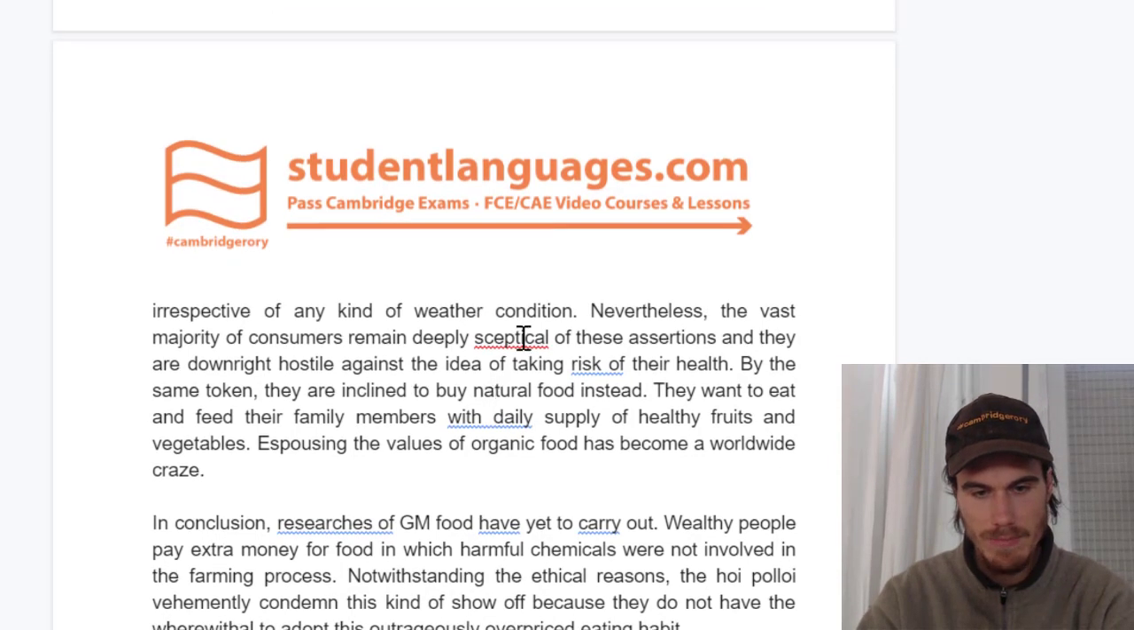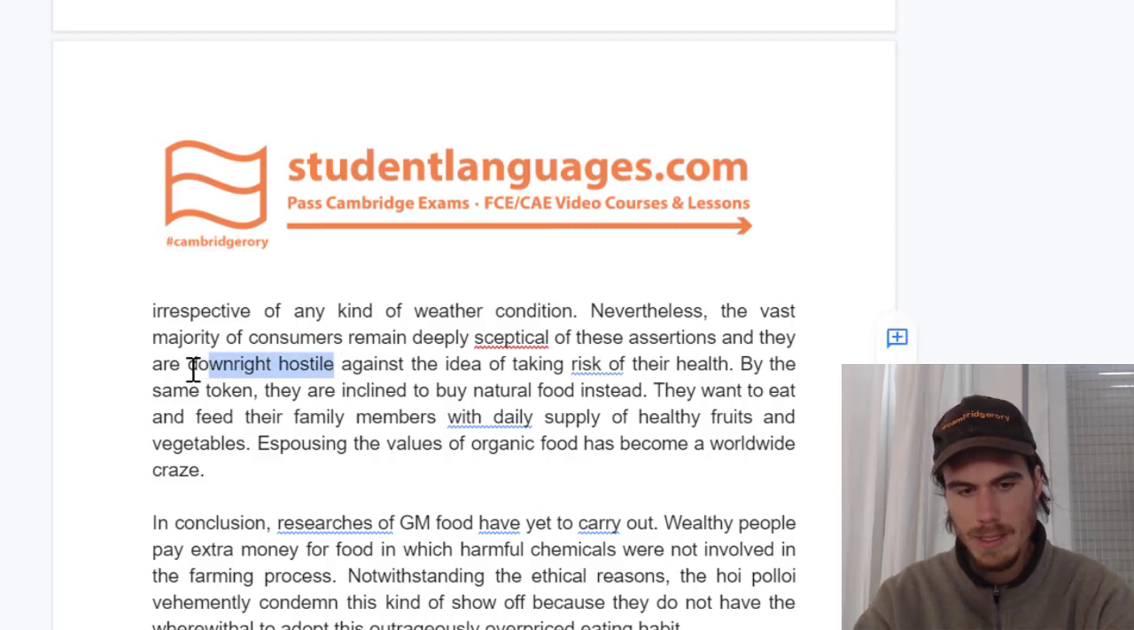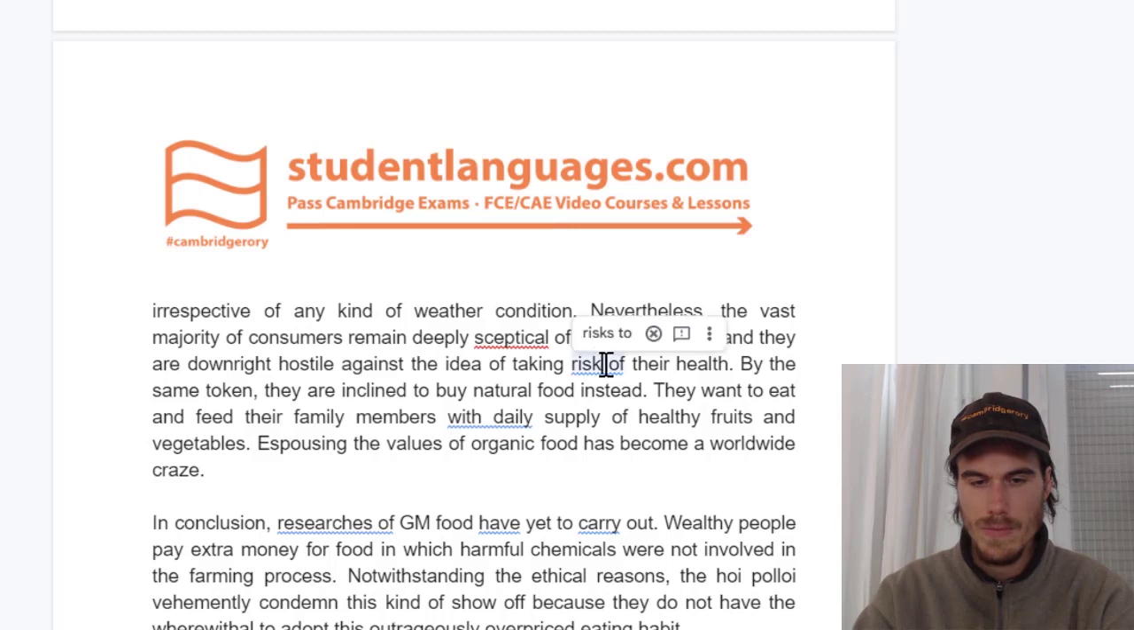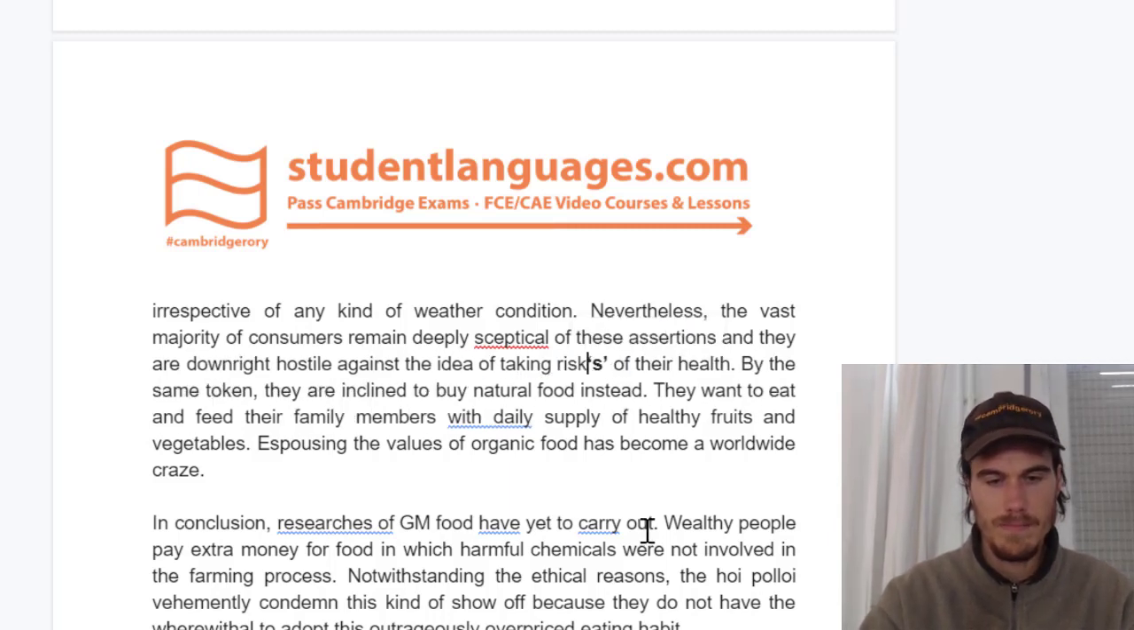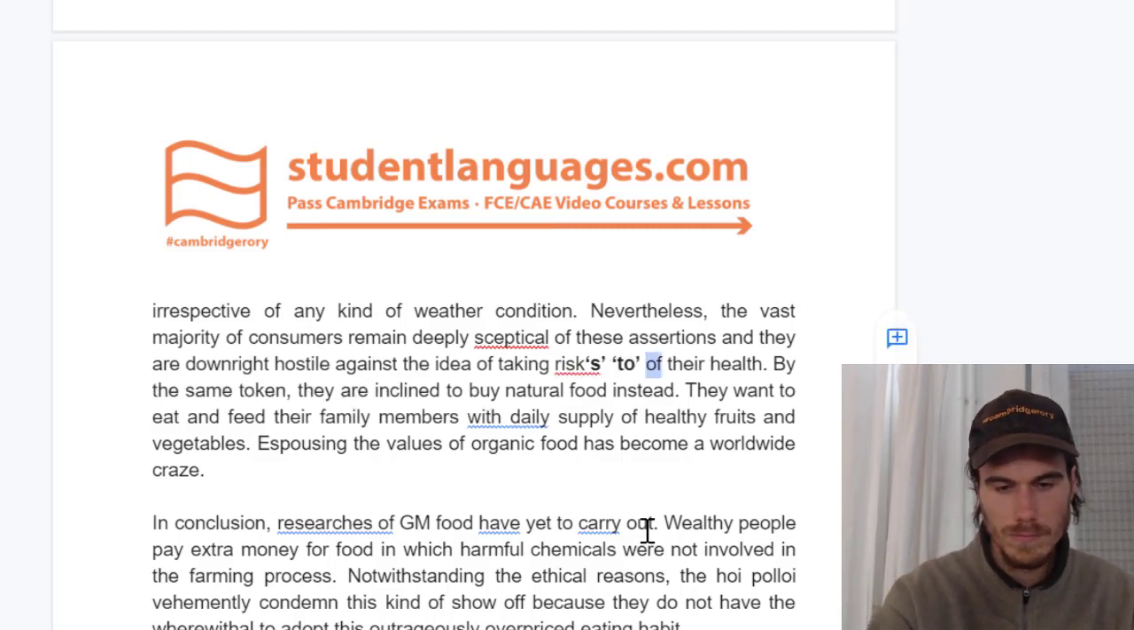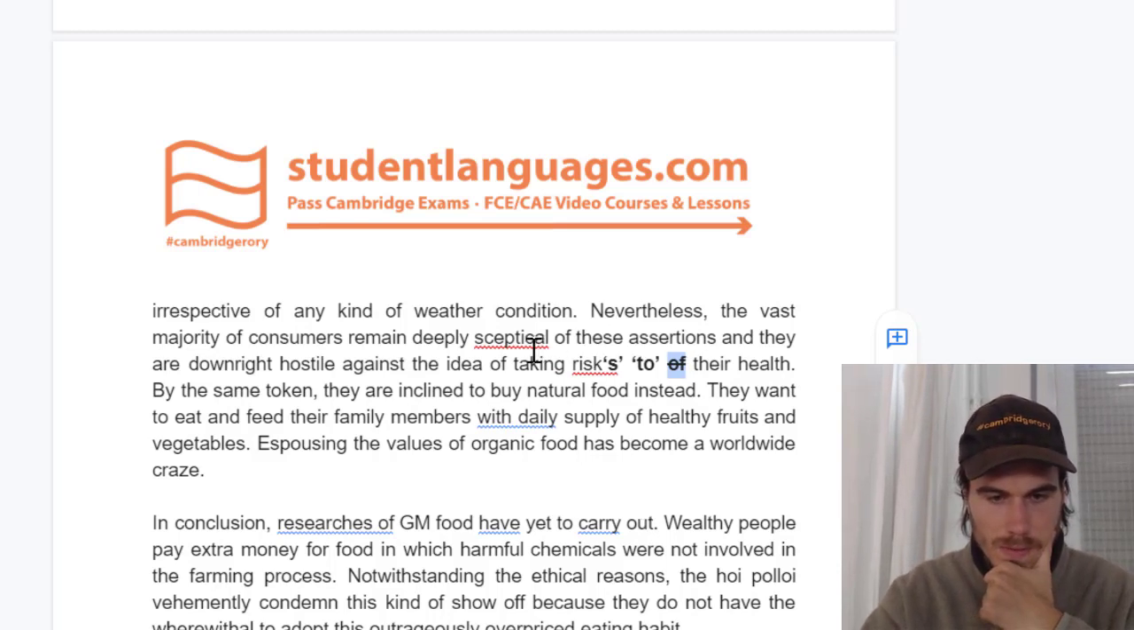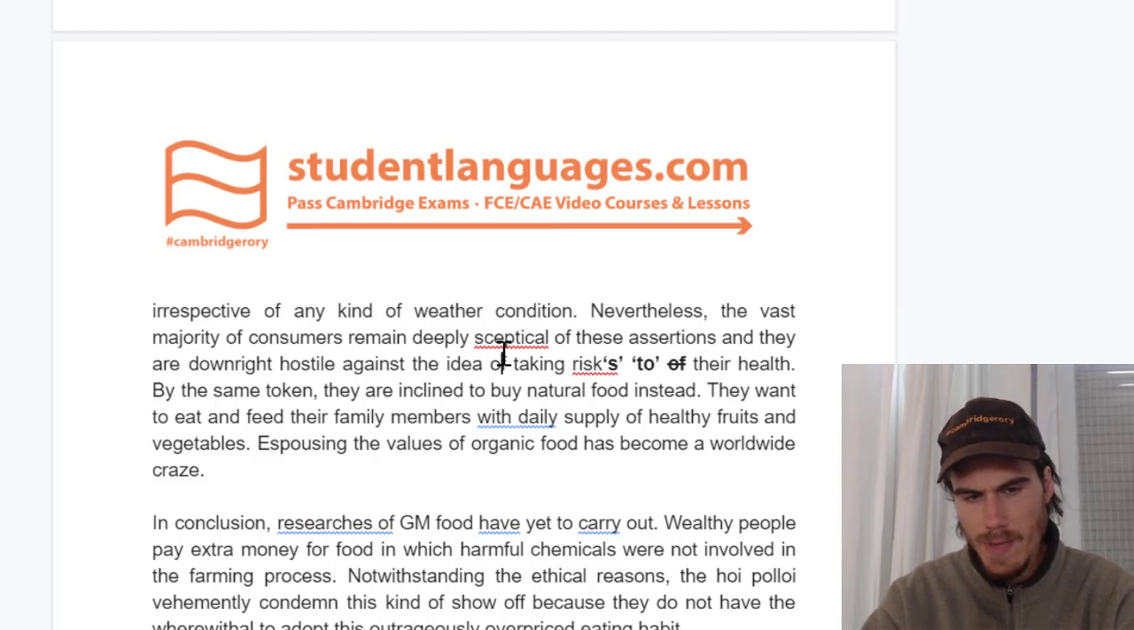The vast majority of consumers remain deeply skeptical of these assertions, and they're downright hostile. Yeah, it's a nice phrase, but I think it's a little bit too informal for an essay. They're downright hostile, it's quite opinionated. Against the idea of taking risks of their health. Yeah, risks should be two, as it says here. Okay, so the vast majority of consumers, it's good language though, remain deeply skeptical of these assertions, and they're downright hostile against the idea of taking risks to their health. Okay. Yeah. Normally we say hostile to something, they're hostile to the idea of taking risks to their health.